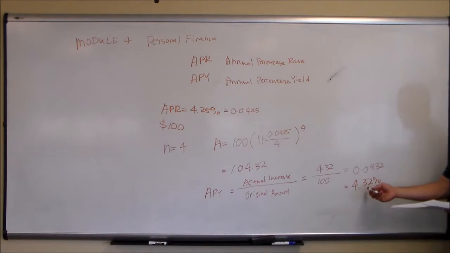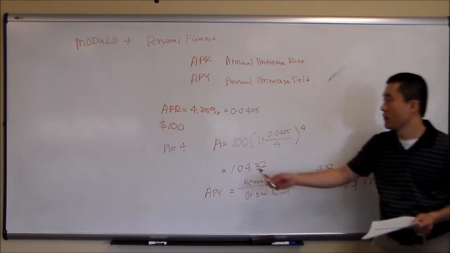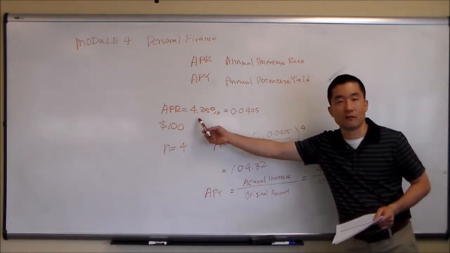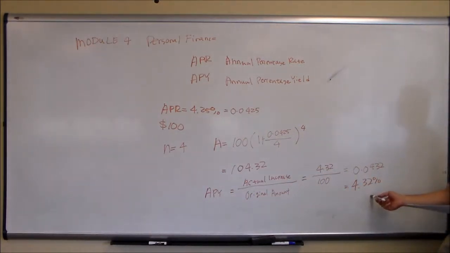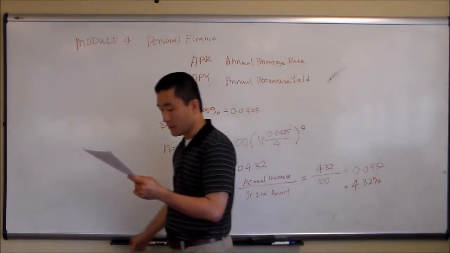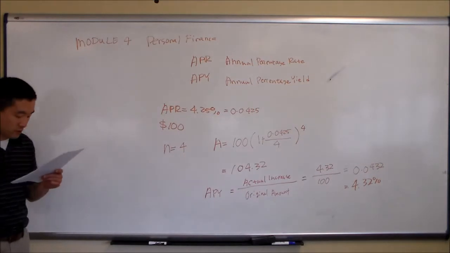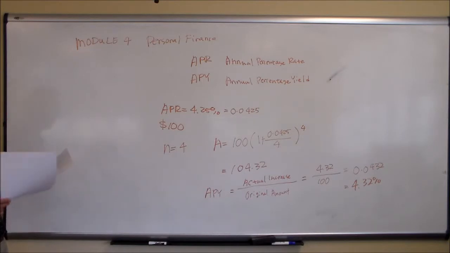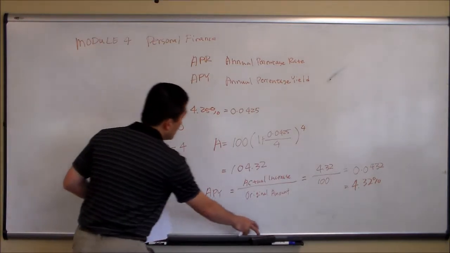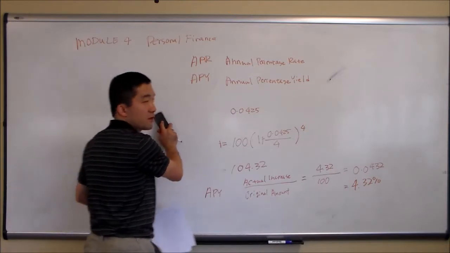So your APY is 4.32, that's your actual yield, even though your quoted amount, APR, is 4.25. So since you're paying more than once a year, it's a little bit more. So that's how you figure out the APY. The notes will tell you how to calculate the loan payments, credit cards, and mortgages. And if you want to know how to calculate your monthly payment with the given loan terms, the formula is in page 3 at the bottom. I'm not going to cover that one for now. If you have any questions, just let me know.